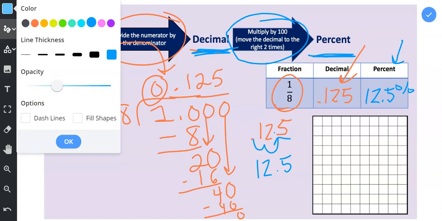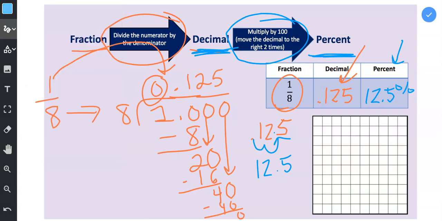So let me change this to a highlighter to show you out of 100 squares, I would color in 10, 12, and then a half of a square. So this picture is supposed to represent 12.5% because it's 12 and a half per every 100.